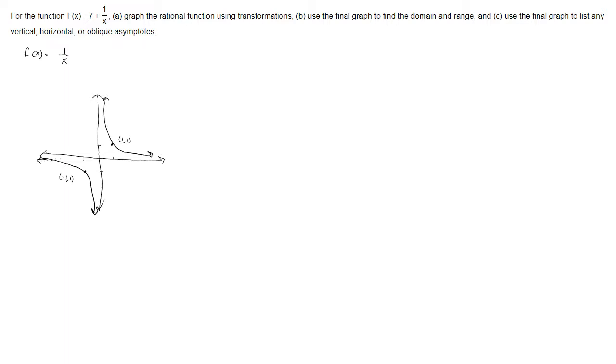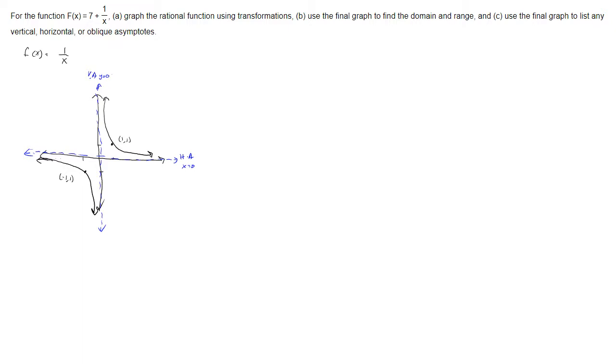And this function has two asymptotes, a horizontal asymptote here, and that's the line x is equal to 0. And it also has a vertical asymptote right here, and that is the line y is equal to 0. So both x and y axes are asymptotes for this function.